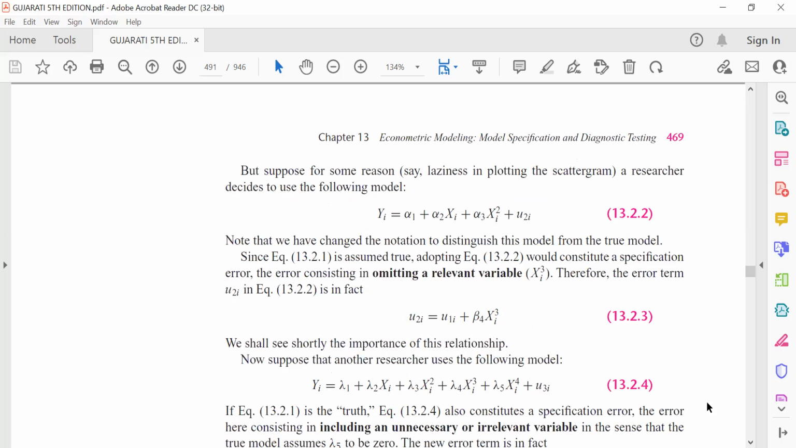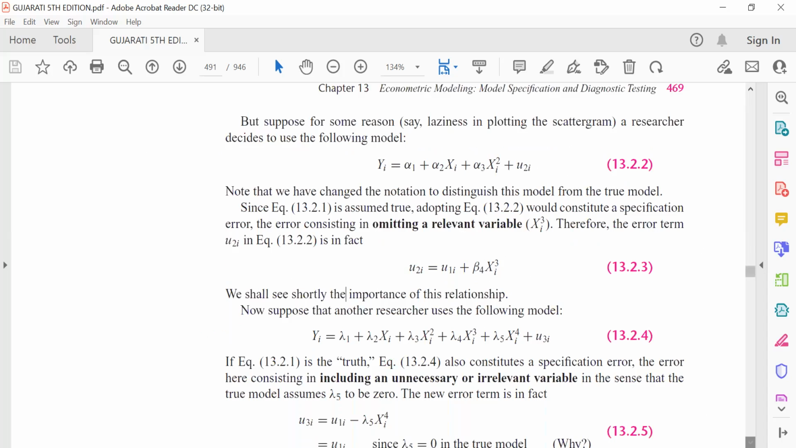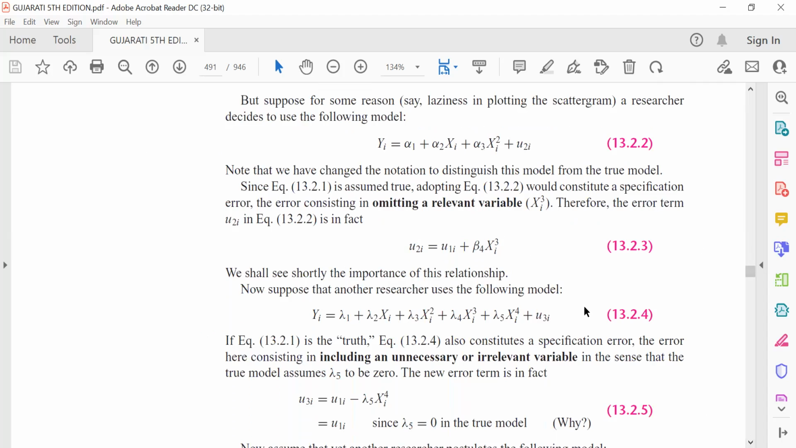Now suppose that another researcher uses the following model, with X to the power 4. If equation 13.2.1 is the true model, then equation 13.2.4 also involves a specification error: including an unnecessary or irrelevant variable. We call it an irrelevant variable model here, because here we have bigger residuals.